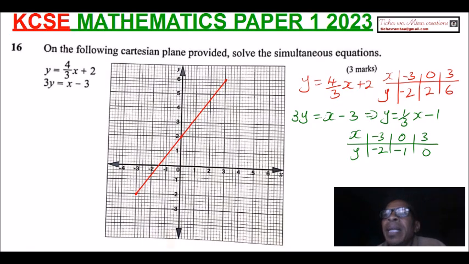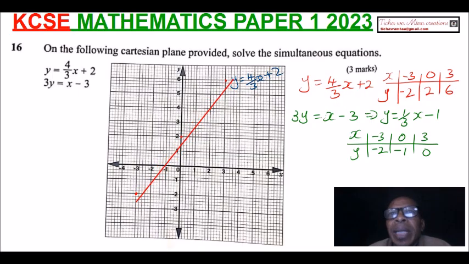Then you also do the same to the other one. It is important that you label your graph: y = 4/3 x + 2. Very important. You may lose some marks if you don't label your graph. So the other one is when x is minus 3, this one we can extend. We can extend this line.